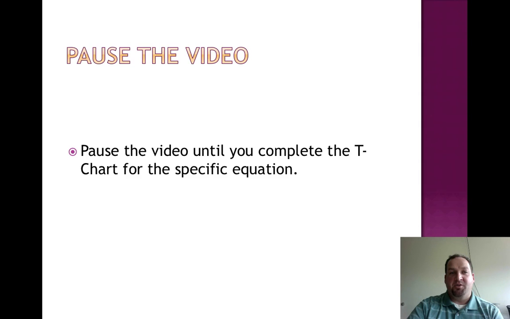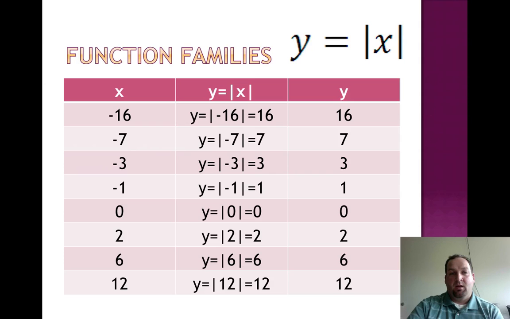Okay, you got your t-chart complete. Let's check and see what you got. Again, absolute value is how far you are away from 0. So plug in a -16, get out 16. Plug in a 7, get out 7. Plug in a 3, get out 3. Plug in a -1, get out 1. 0, 0; 2, 2; 6, 6; 12, 12.